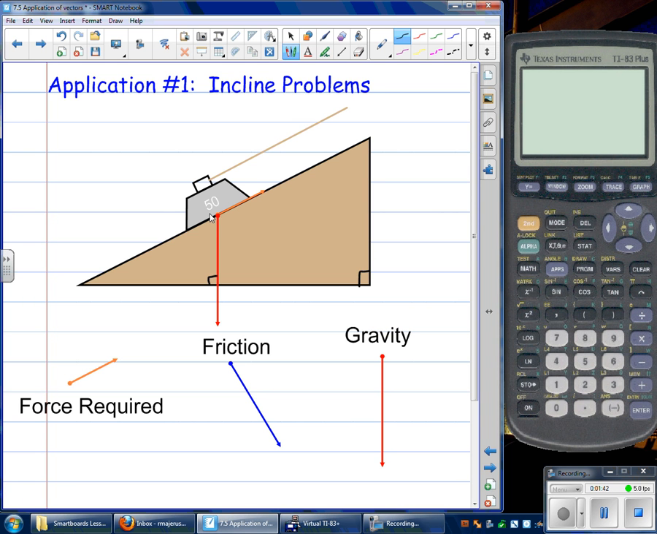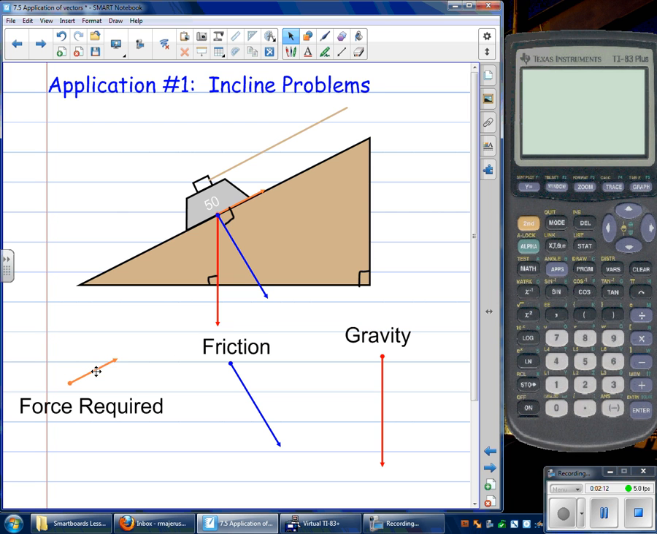The final force is the friction force, and there's a friction force that happens between the ramp and the weight itself. The friction force is always going to be applied perpendicularly to the ramp. Okay? So in this case, we will have another right angle that's formed right here. And what we would set up is that the relationship between these three vectors is always this situation here.